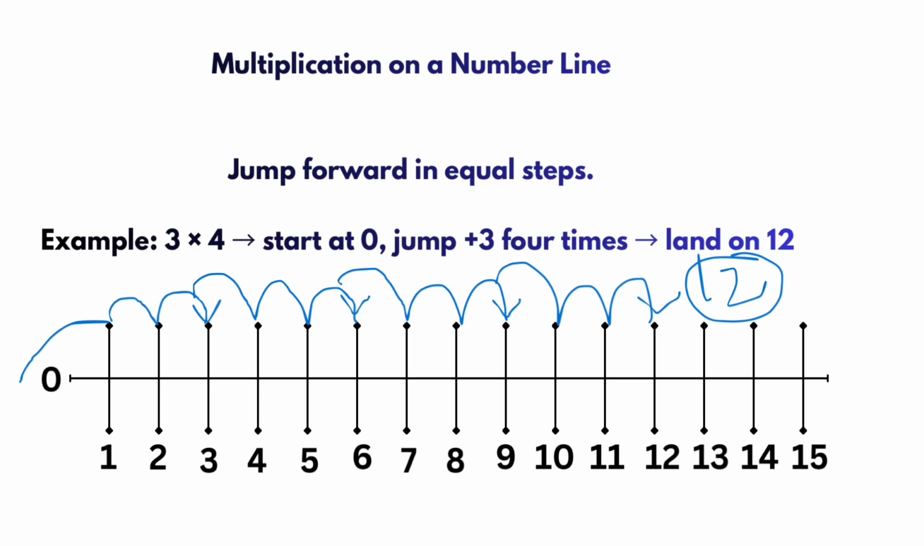Next, we will understand multiplication on a number line. Suppose I have an example, 3 multiply 4. We will start with 0. Start at 0, jump 3, 4 times. We will land on 12.